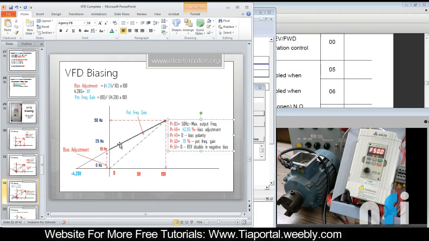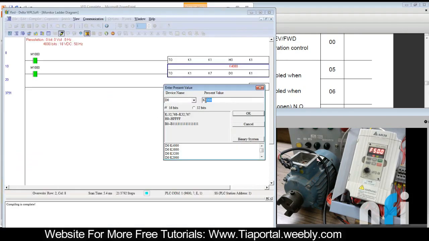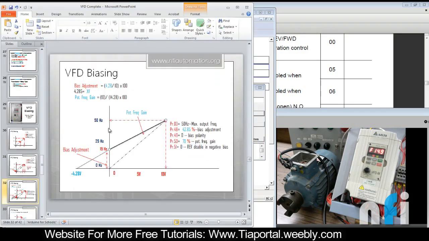So this curve has been achieved. Alright, starting from 15, ending in 50. So the range is 15 to 50 for 0 to 10 volt. And that you can also configure not only with card but with potentiometer as well. That was adjusting the bias and adjusting the potentiometer frequency gain together, which makes these formulas. Alright, so that was all about biasing in VFD. Let's see what more we have in biasing.